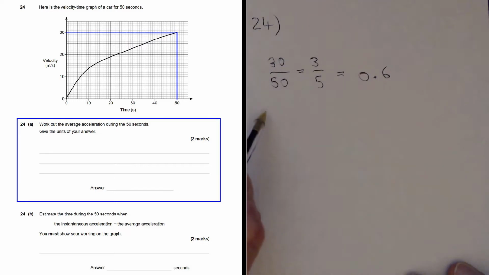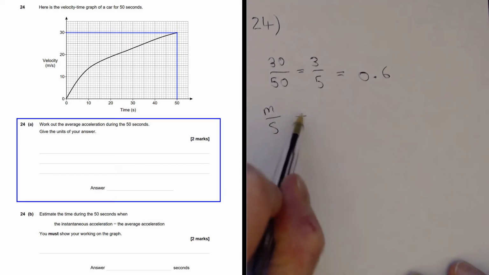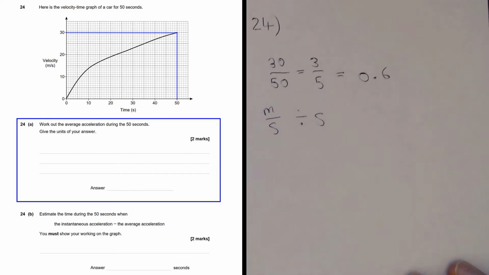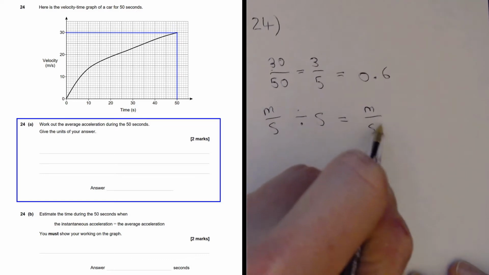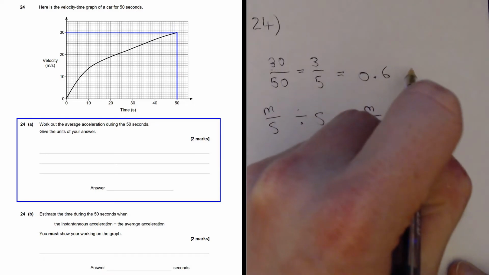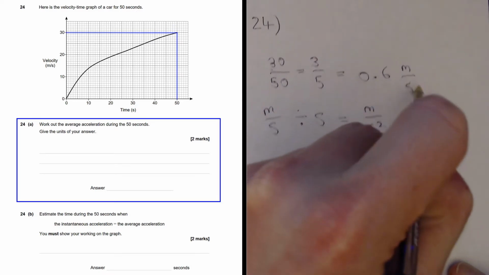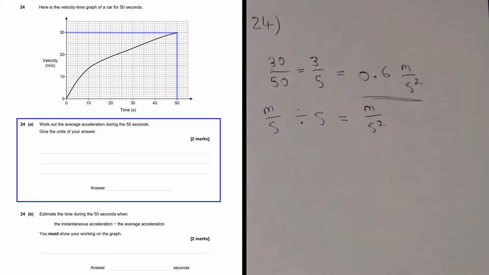Well, essentially we've done meters per second, so meters per second divided by seconds, because we've done our 30, which is in meters per second, divided that by seconds, so the units are going to be meters per second squared. So the units we want here are meters per second squared, and that's the answer to part A.